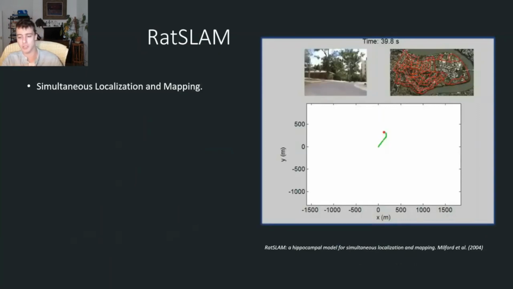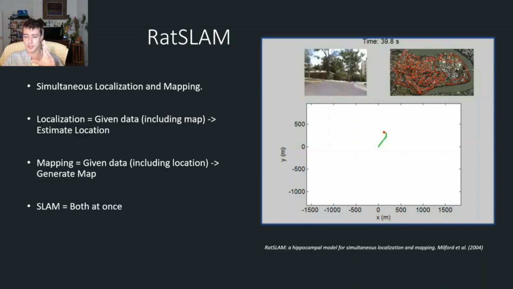Well, the algorithm we're going to use to generate our maps is a modified version of the RatSLAM algorithm. So SLAM stands for simultaneous localization and mapping. Localization being the problem of taking data which somehow encodes location information and using it to predict location. And mapping is the converse problem of getting similar data, but this time including location and using it to build up a map of an environment that an agent is exploring. And SLAM is both of these problems at once. So building up a map of an environment while also keeping track of an agent's position within that environment.